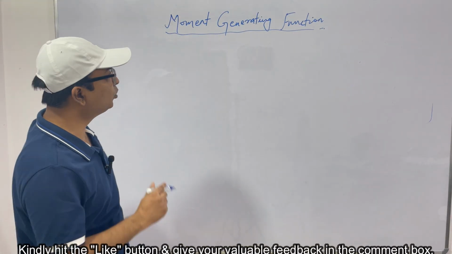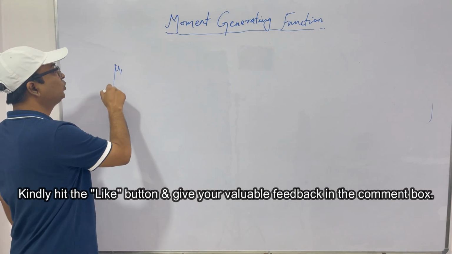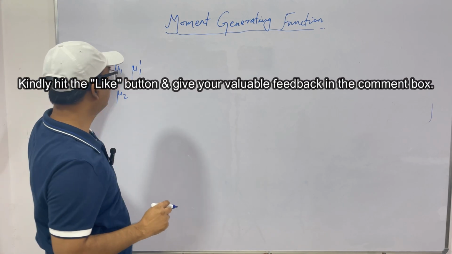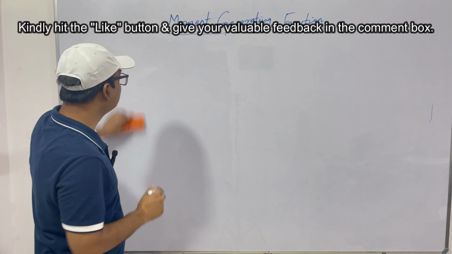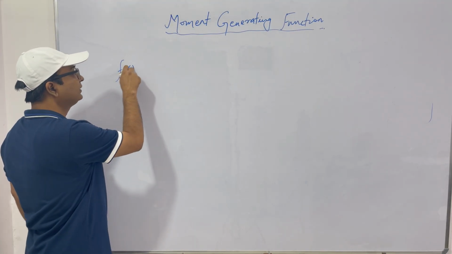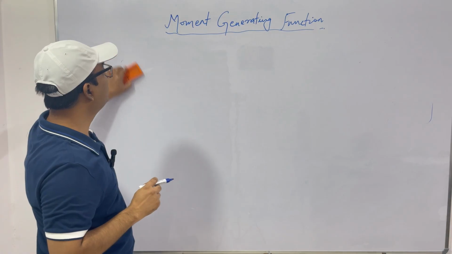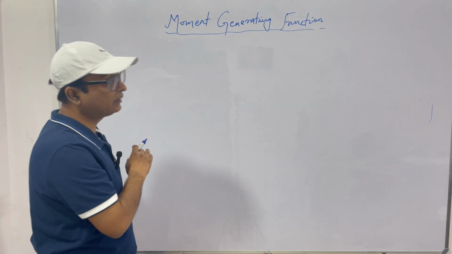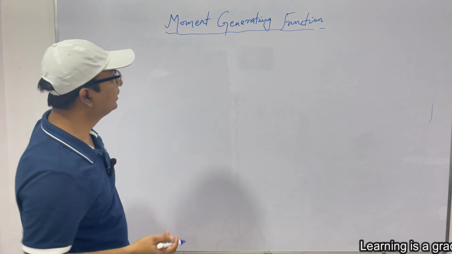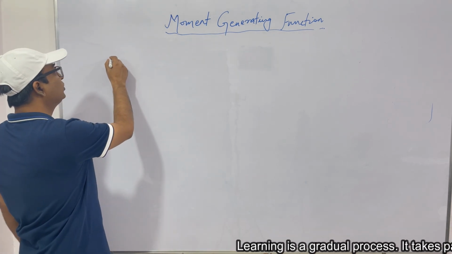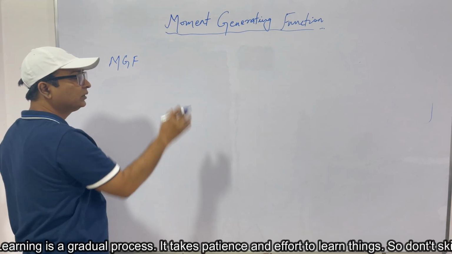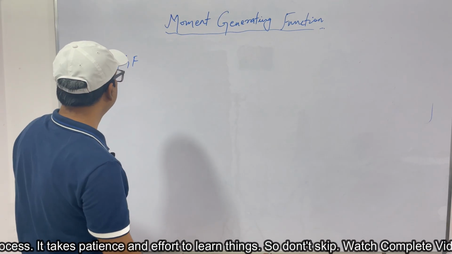Okay, we have seen moments denoted by mu1, mu1 dash, mu2, mu2 dash, mu3, etc. We have seen density functions f(x). Now we will see moment generating functions. We have two types of distributions: discrete probability distribution and continuous probability distribution. So we define the moment generating function (MGF) for both discrete and continuous probability distribution.